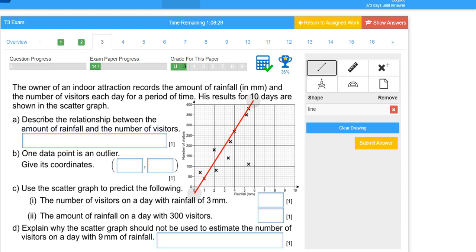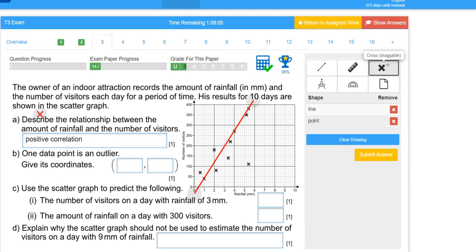And I can see I have largely a correlation there. It's kind of the more rainfall, then the greater the number of visitors, because it's an indoor attraction. So I can say that that is a positive correlation. You might not have come across that term, but it's good to learn this term. And one of these points is an outlier. Well, which one is it? Well, which one is furthest away from the line? It's clearly this point here.